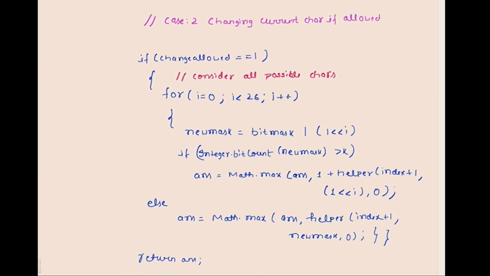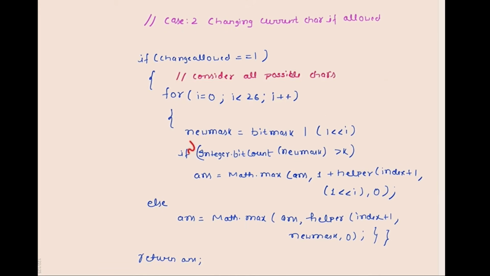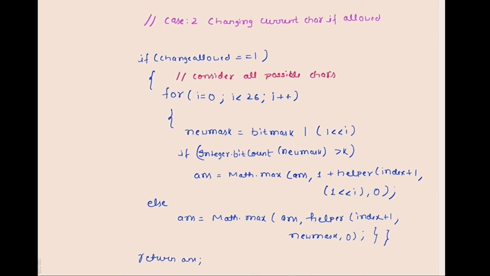The second case is when we change the current character. If we change the current character, we can only change it if it is allowed first of all. So if this is still 1, we can consider all the possible characters from 0 to 26, from A to Z. What we will do is try to find the new mask with the new character. So this will be the new mask: current mask and the bit position of the new character.